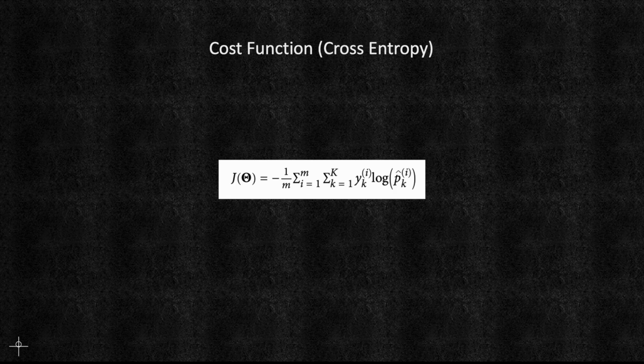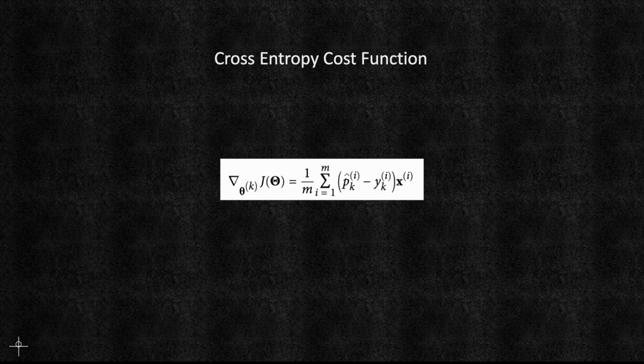This function is often called cross-entropy cost function. When k equals 2, this is the same as logistic regression cost function. And this is a gradient vector of this cost function with regard to theta k. Now we have gradient vector for each class, and we can apply the gradient descent algorithm to find the parameter matrix that minimizes the cost function.